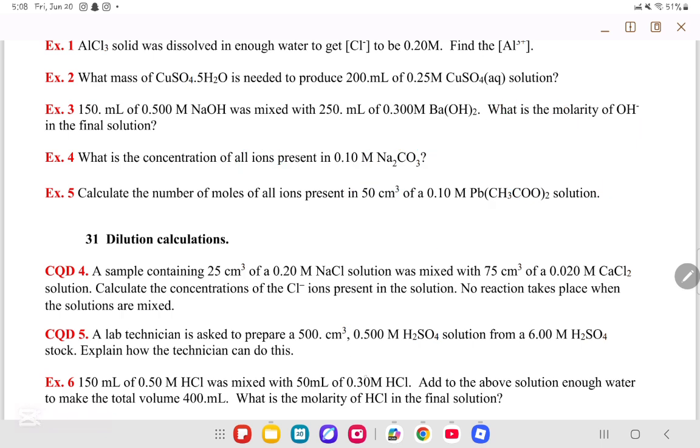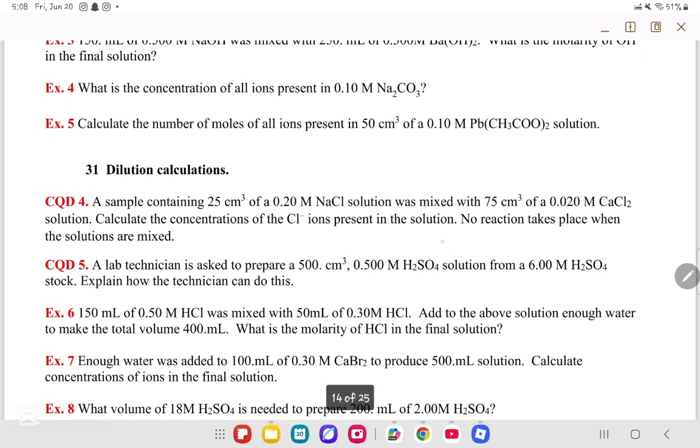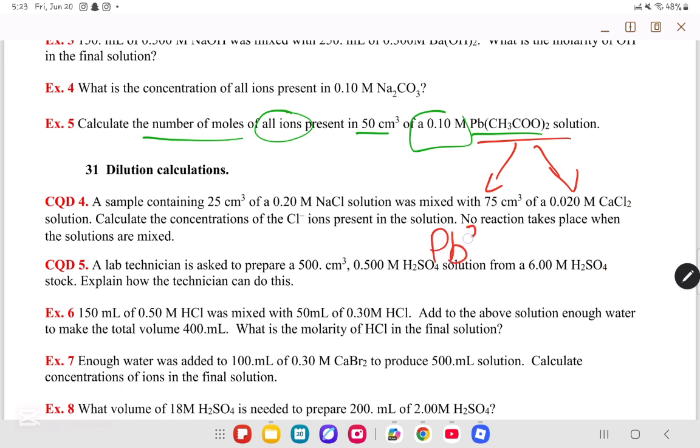So that is it for exercise 4. Let's move on to exercise 5. They said, calculate the number of moles of all the ions present in 50 centimeter cubed of a 0.1 molarity Pb(CH3COO)2 solution. First, we're going to calculate how many ions there are in this. So we'll separate it into 2 ions, which is Pb2 plus and CH3COO minus. As you can see, it's not balanced, so to balance it, we're going to put a 2 over here.